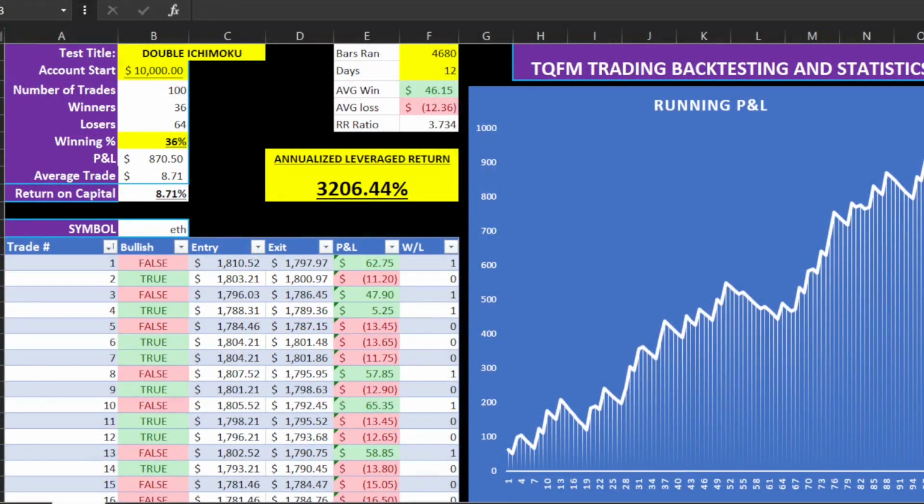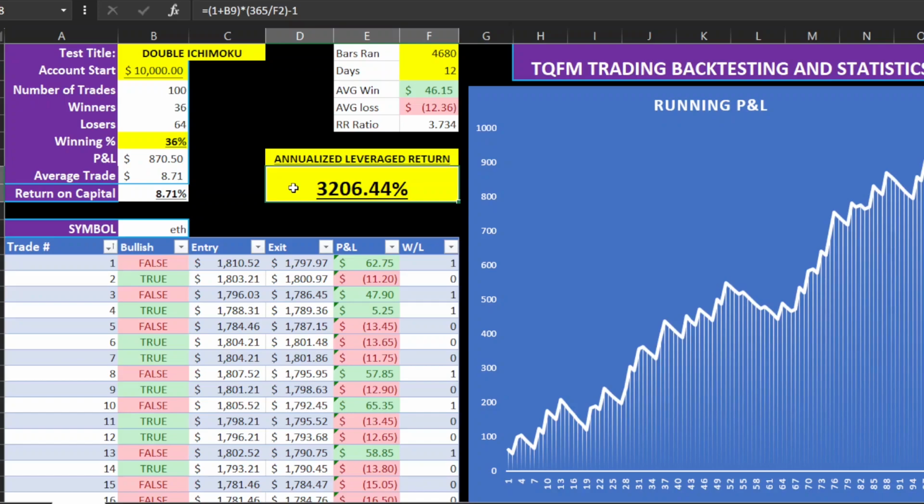You can see it performed pretty admirably. We took 100 trades. We had 36 winners. We had 64 losers. So we had a 36% winning percentage. Our average win was $46. Our average loss was $12. So that's about a 3.75 reward to risk ratio. It took us about 12 days or 4,600 bars.